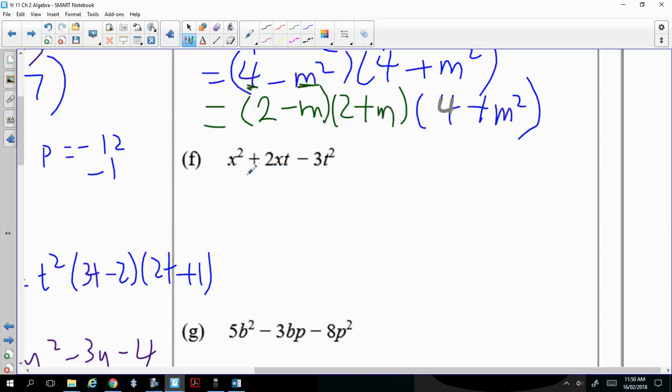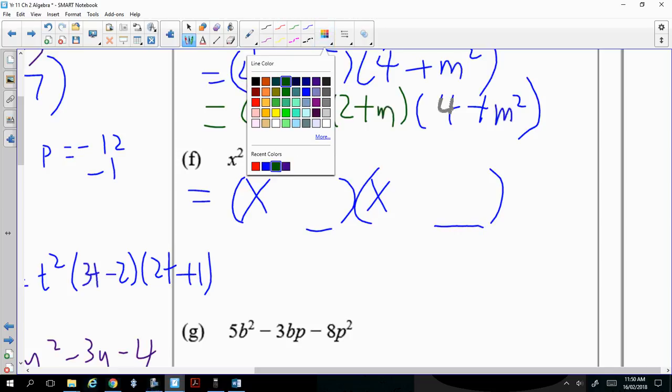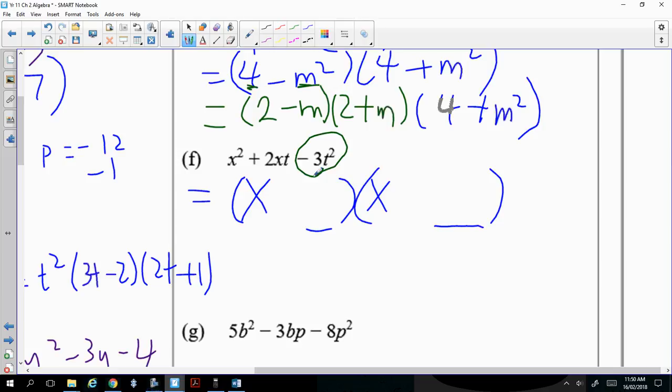All right. So you just go like this. It's going to be x and x, right? And the question is, what do I put in here? So what you do is this. Now, this is negative 3t squared. So you have to find two things that multiply to get negative 3t squared, which must be negative 3t and t, right? And they must add to get 2xt.